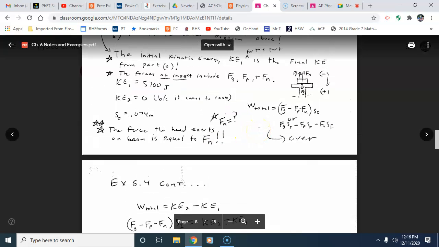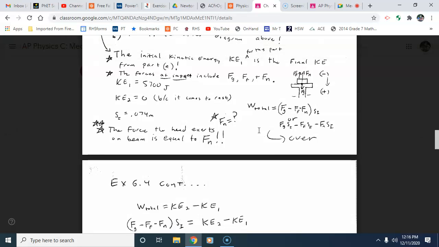So remember, what we were asked was to find the average force the hammerhead exerts on the I-beam. So that would be the normal force. Because why? Because the I-beam has to push back up with that same amount so the hammerhead doesn't break through it, right? So that's why normal force is what we're solving for.